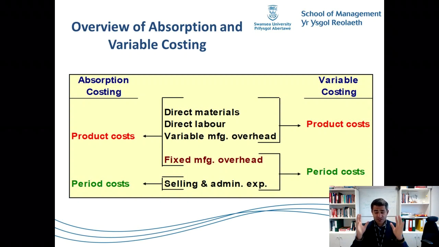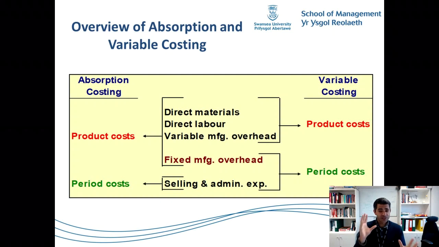Now, again, this slide is really important, so you need to put it in your head right now, because you are going to use it all the time during this lecture. So in terms of variable costing or marginal costing, when you calculate the product cost per unit, you need to include the direct material, direct labor, and variable manufacturing overhead. As you see, the fixed manufacturing overhead is not classified as a product cost here, but is classified as a period cost here. Can you see the difference?